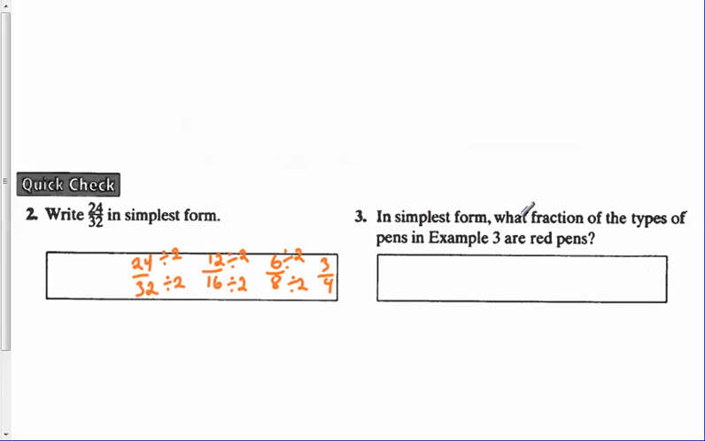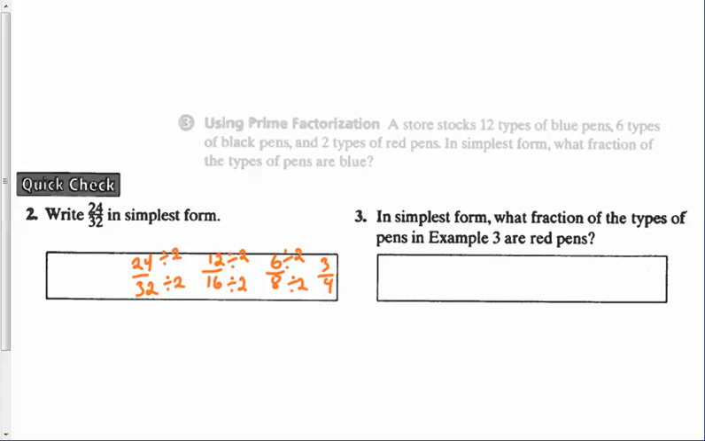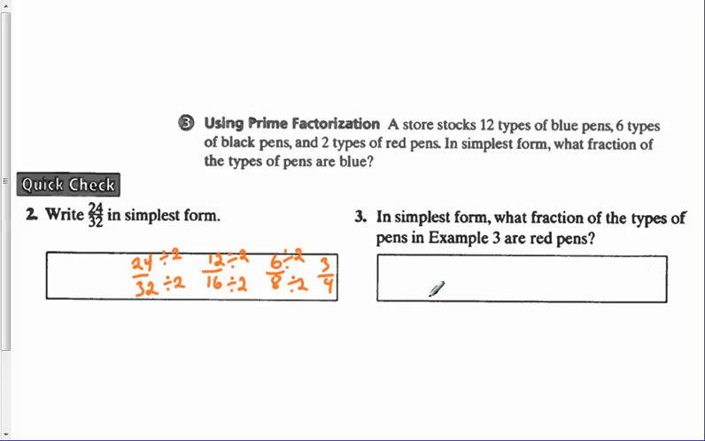In simplest form, for number 3, what fraction of the types of pens in example 3 are red pens? You can look above, but I've got the direction right here. So how many are red? We have 2 types of red pens. And remember, we had 20 total types of pens, and if 2 of them are red, we could simplify that down and divide each one by 2, because both 2 and 20 are even, and we get 1/10.